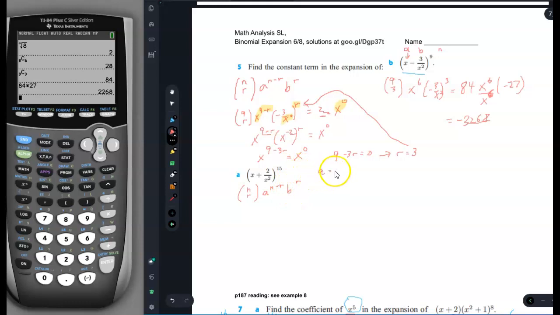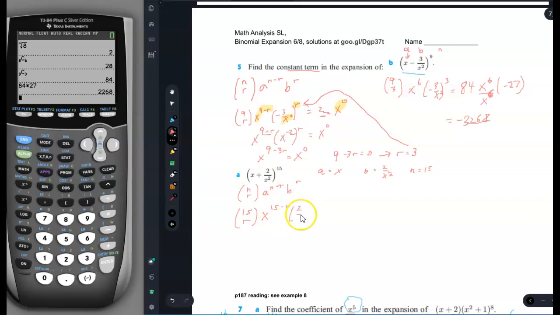Here, let's identify our A, B, and N. A is X. B is 2 over X squared. No negative sign this time, a little bit easier. N equals 15. And we're looking again for the constant term. Remember, the constant term is the X to the 0 term. So let's fill our N, A, and B in, and we're going to leave our R unknown.